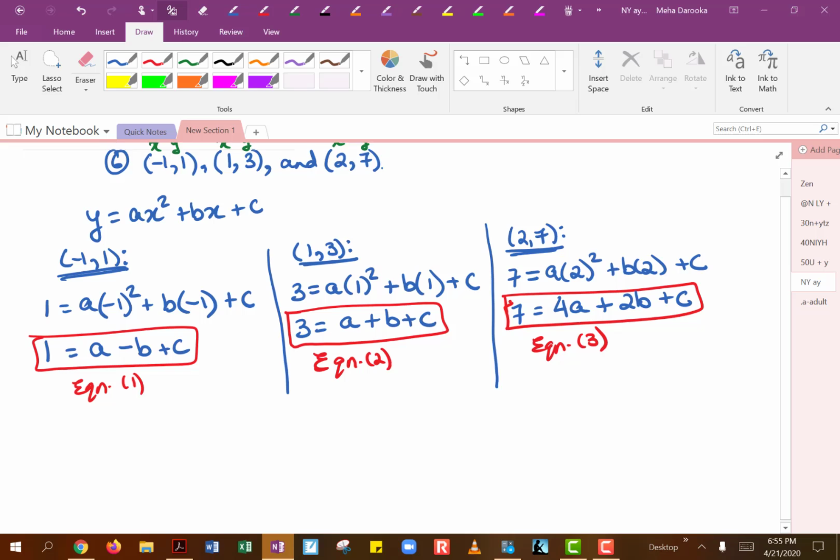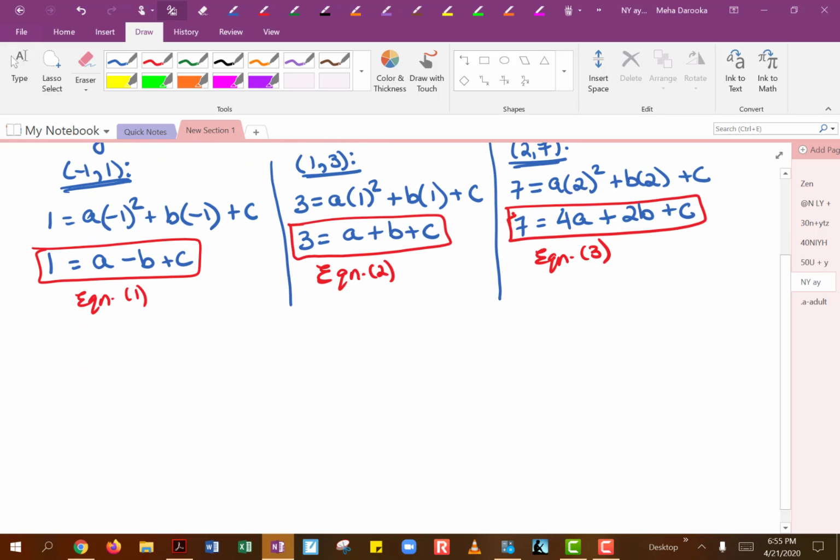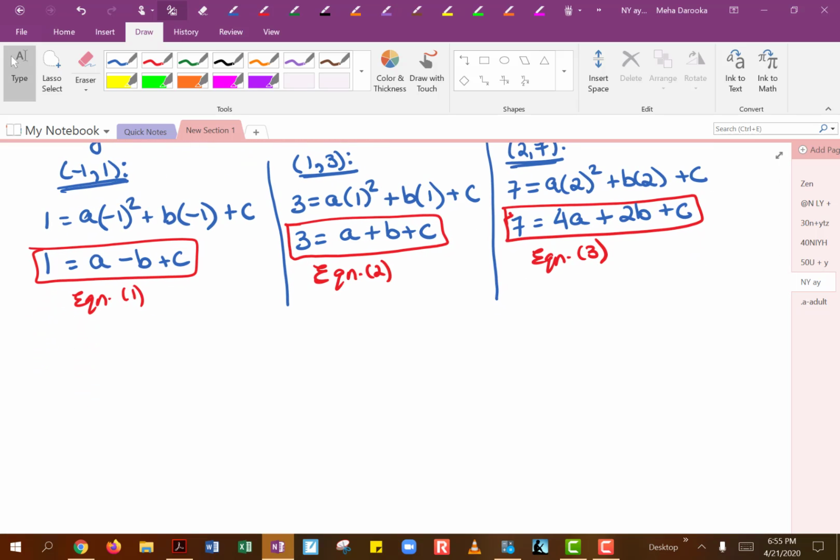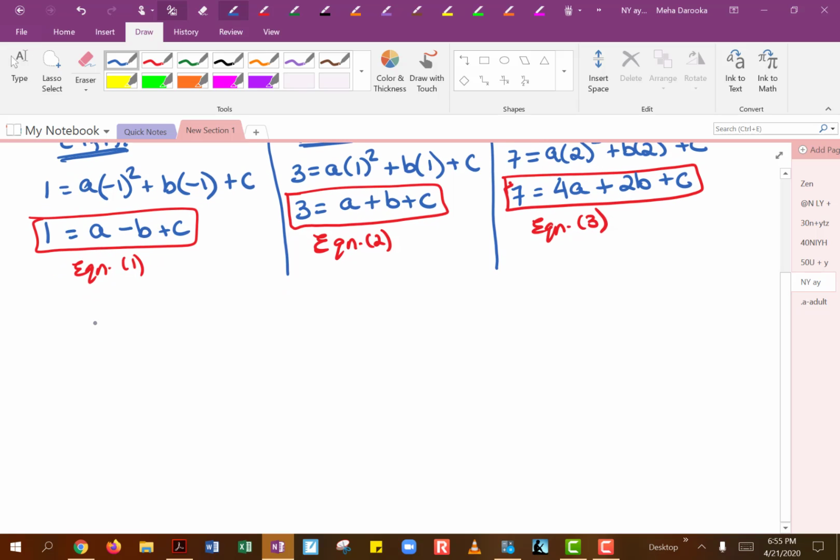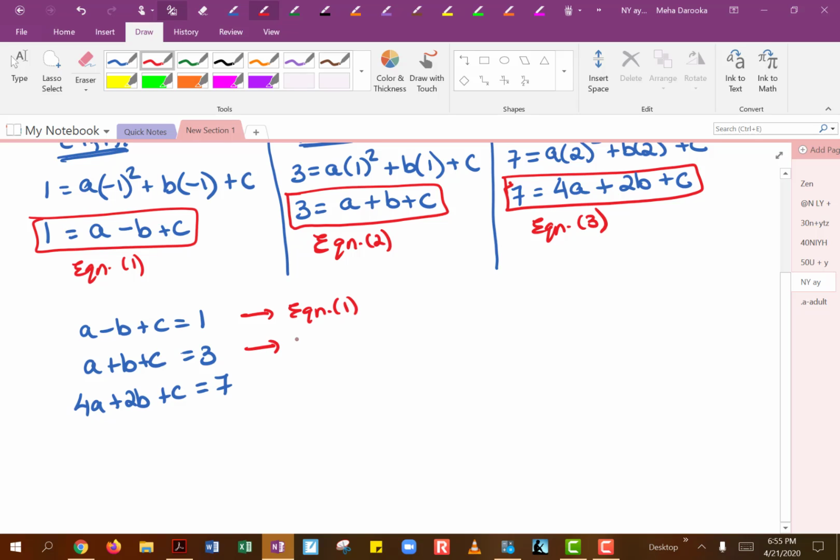Okay, so let's go ahead and write all three of these down. Now I prefer having my 1 on the other side and my a, b, c on the left hand side, so this will be a minus b plus c equals 1, a plus b plus c equals 3, 4a plus 2b plus c equals 7. So again, this is equation 1, equation 2, and this will be equation 3.